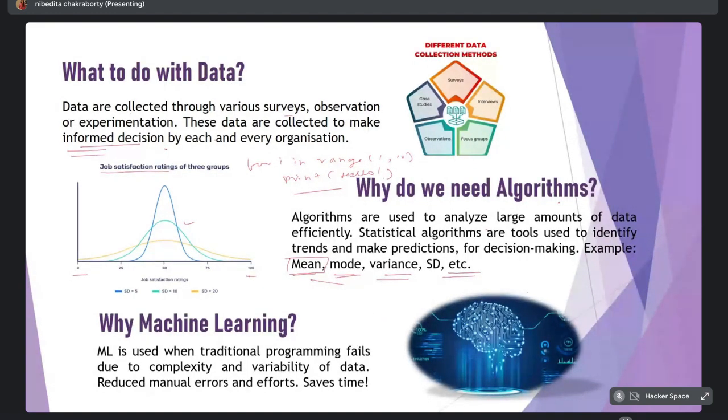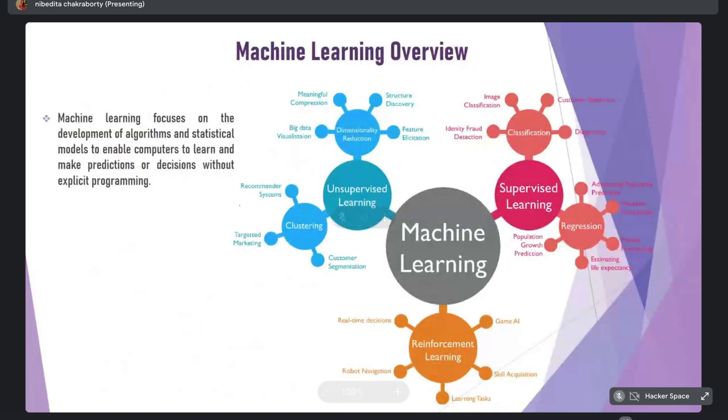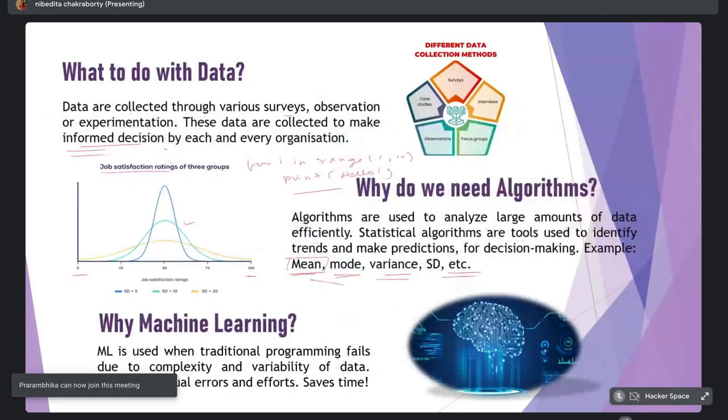There are statistical algorithms for predictions. So why do we need machine learning? It is used when there is a variety of data. Right, now she is the smart one. She's reading the slide. Okay. Complexity and variability in data.